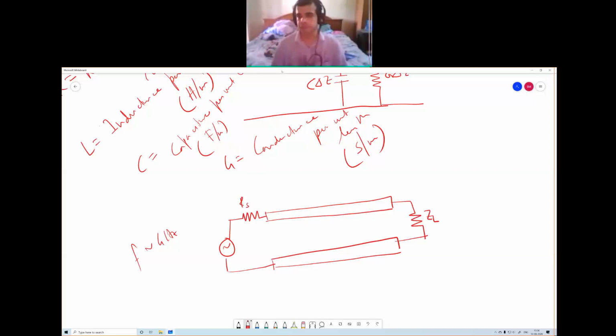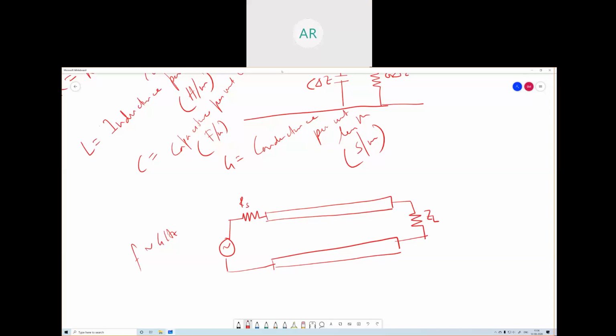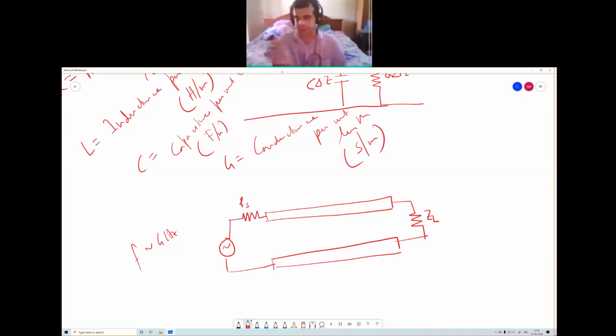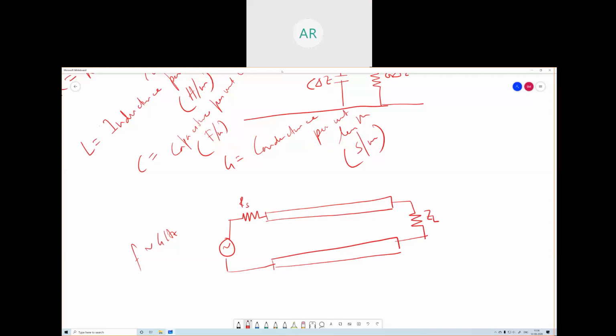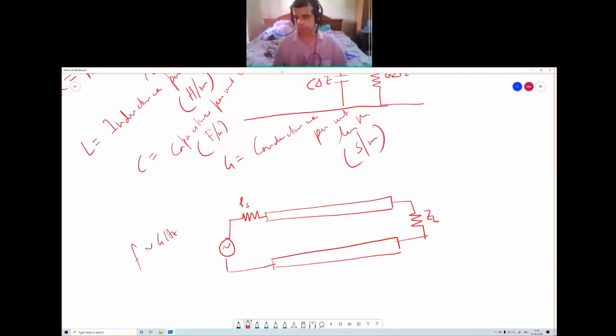So the source is delivering some power to the circuit. Some of the power is wasted. There is resistance in the source resistance. There is also resistance and conductance in the line. So obviously they are dissipating some of the power. Not all power is reaching the load. But we would like to calculate how much power is actually reaching the load. How to calculate?